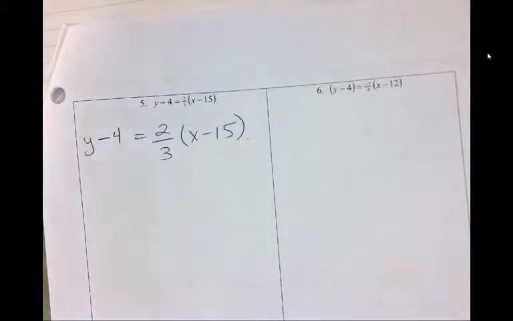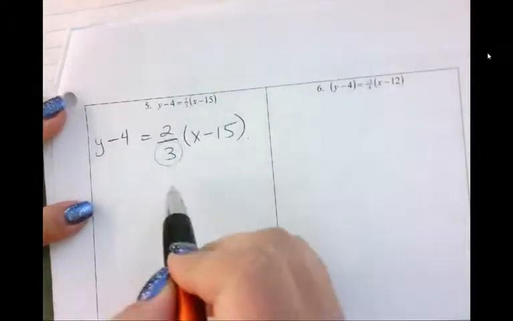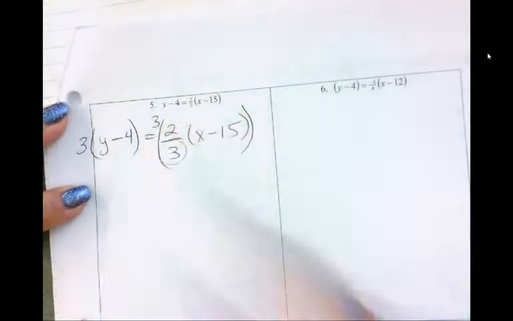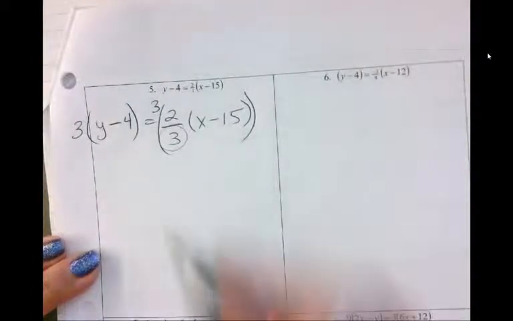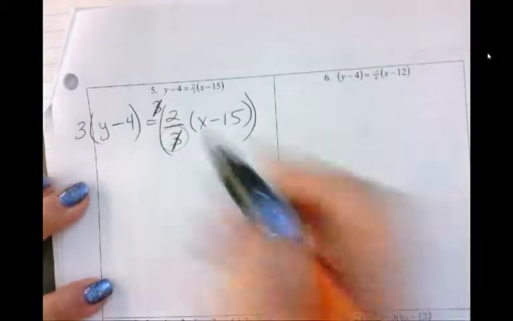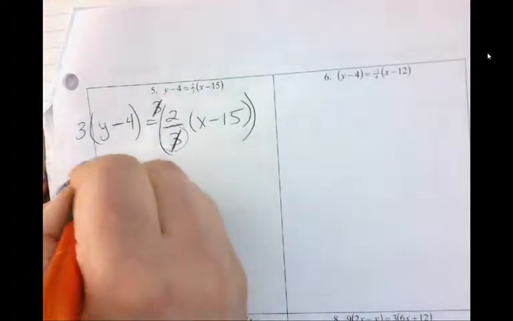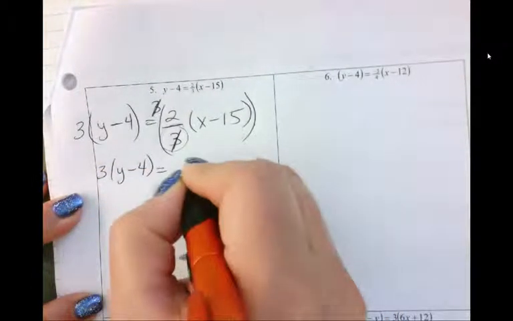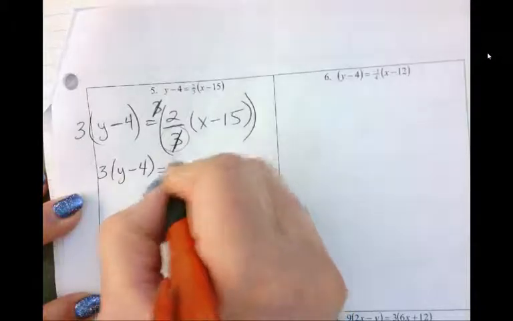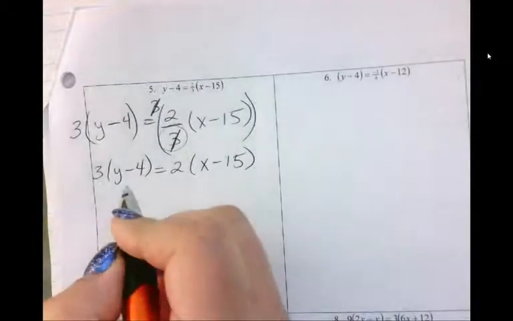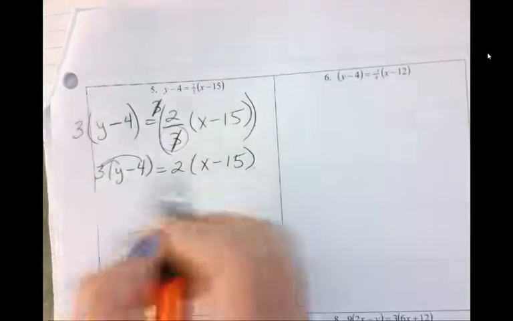What's the opposite operation of dividing by 3? Times it by 3. So let's take everything and multiply it by 3. What happens right here with this 3 and this 3? They reduce down to 1. So now I've got 3y minus 4 equals 2x minus 15.